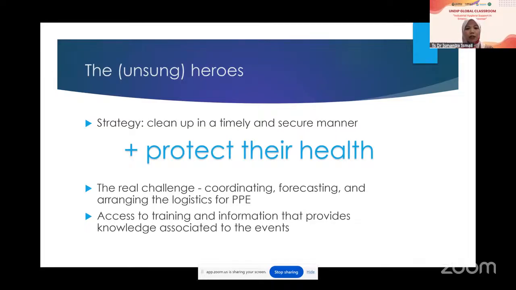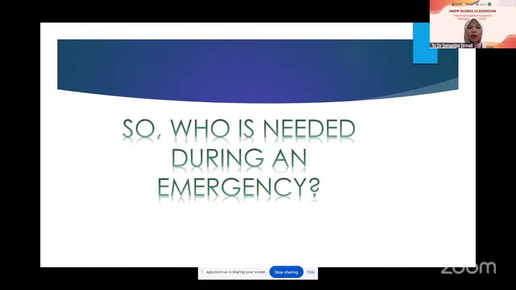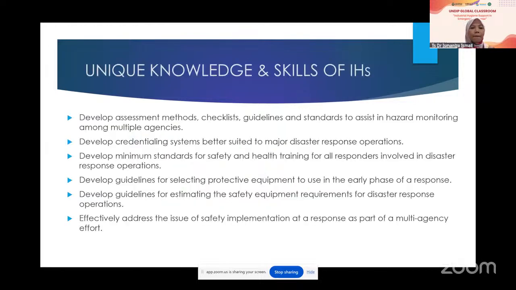The real challenge is now the part where people underestimate. It's about coordination, forecasting, and logistics. We'll talk about it. So, who is needed during an emergency? Actually, who do you think is needed during an emergency? Of course, the cleanup team, the one who responds to it, the medical team. We may need doctors, nurses, and firefighters, because they are the ones who know whether it is safe to go in. Similarly, when it comes to the police force.